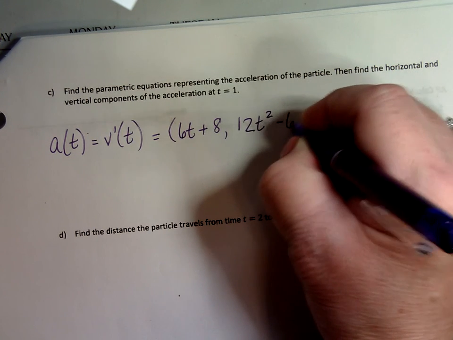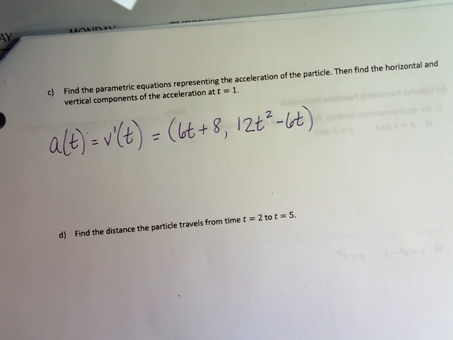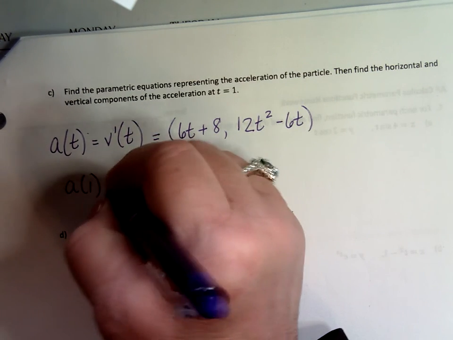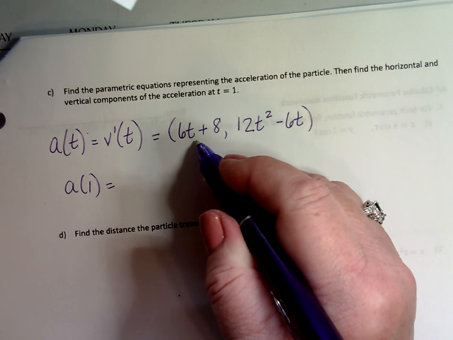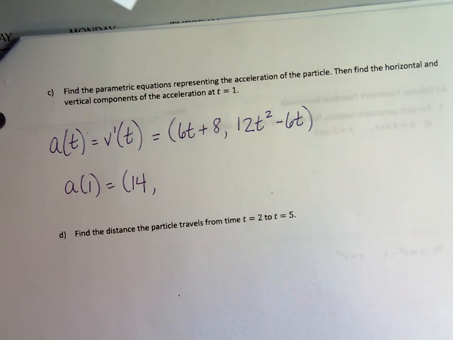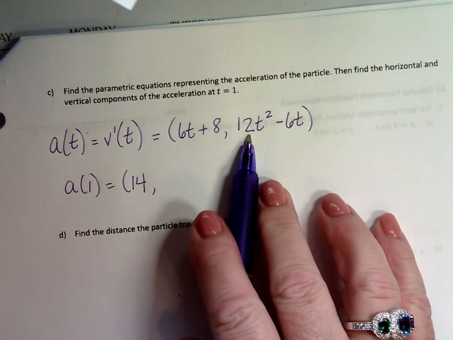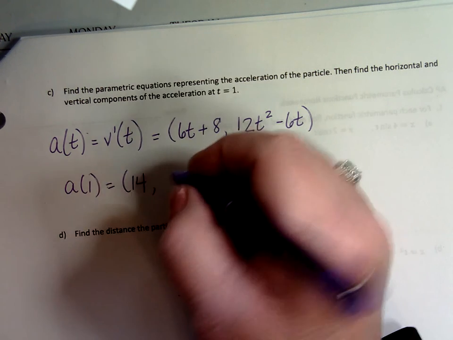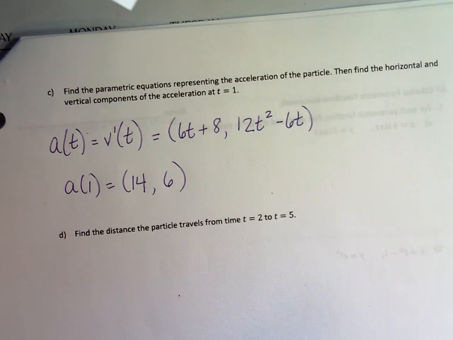And we want to know what that's doing at 1. A of 1, plug a 1 in. 6 times 1 is 6, plus 8 more is 14. There's your horizontal movement. If I put a 1 in here, I get 12 minus 6. That gives me 6. That's your vertical component, and there's your answer. That's your acceleration at 1.